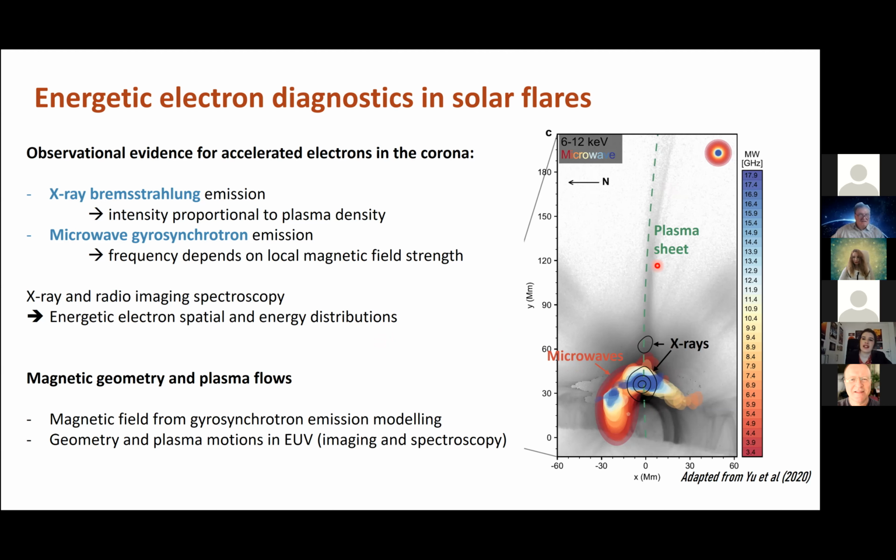And of course, the EUV images, such as the one shown here, are really important to understand the geometry of the event. That's how we can identify such plasma sheets.